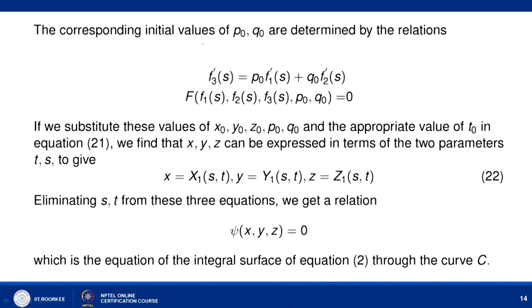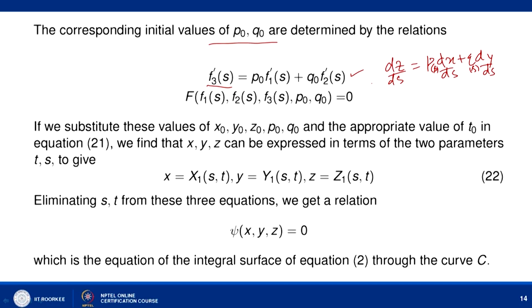Now, we have only x, y, z. How to find out p and q? For that you can find the initial values p naught, q naught as follows: they satisfy the relation dz equal to p dx plus q dy. So, we can write dz by ds with z equal to f3(s), and p(s) and q(s). The initial curve is characterized by s. So, along this initial curve, dz by ds is f3 dash(s) equal to p naught f1 dash(s) plus q naught f2 dash(s).